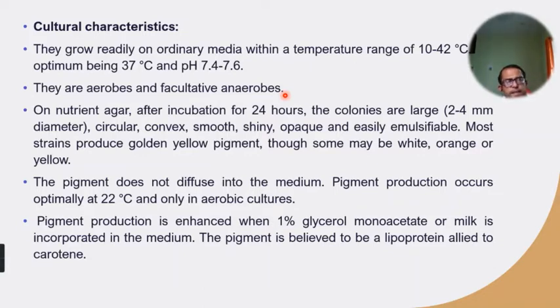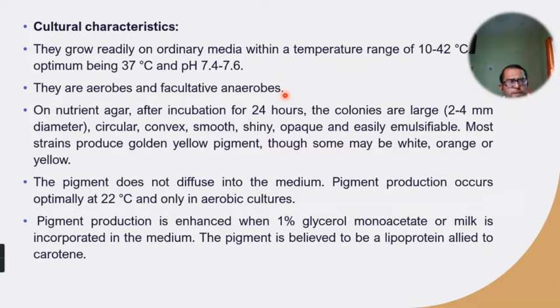When we grow this bacteria on nutrient agar medium, after 24 hours we are able to observe colonies which are large in size, 2 to 4 mm in diameter. These colonies are circular, convex, smooth, shiny, opaque, and easily emulsifiable. Means we can easily take that colony and mix it with a saline drop.